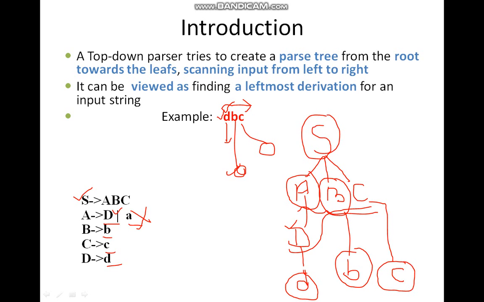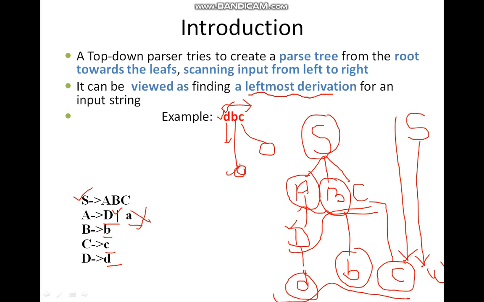You can see this is your input string d, b, c, that means this is your input string W, and this is the start symbol of the grammar. Okay, and the parse tree, as you can see in this example, has been constructed in a top down manner. So this is the general form of top down parsing where we have used leftmost derivation.